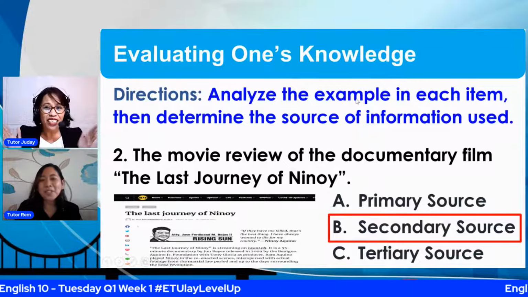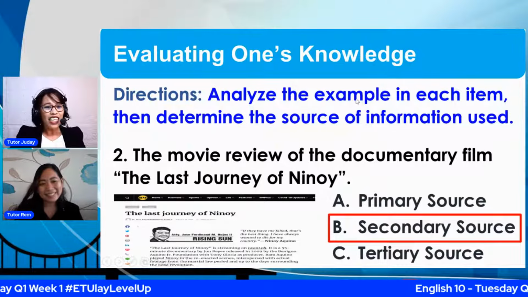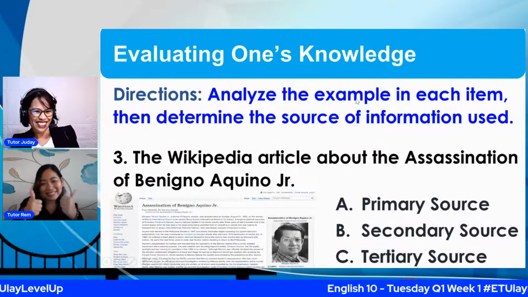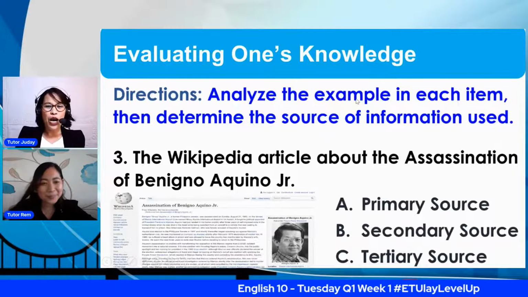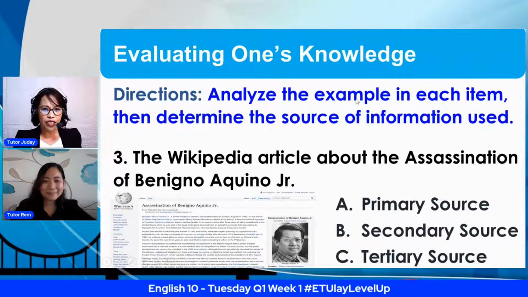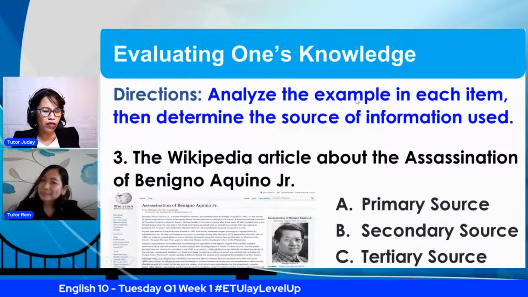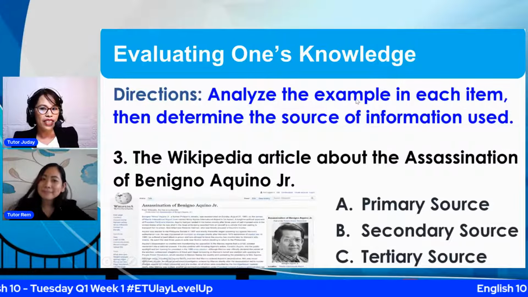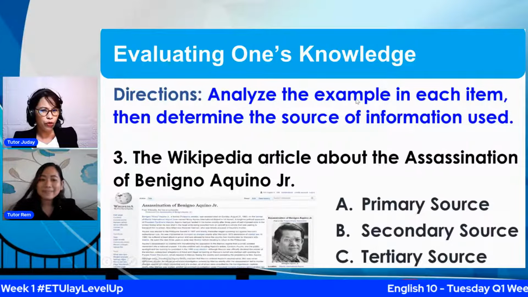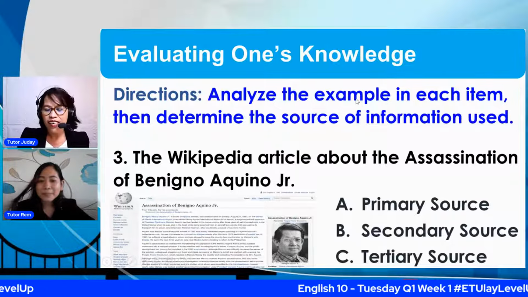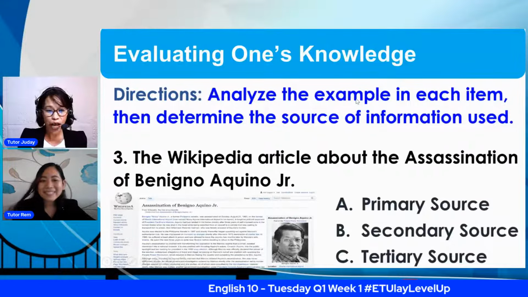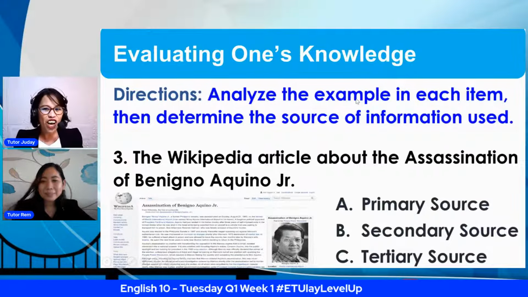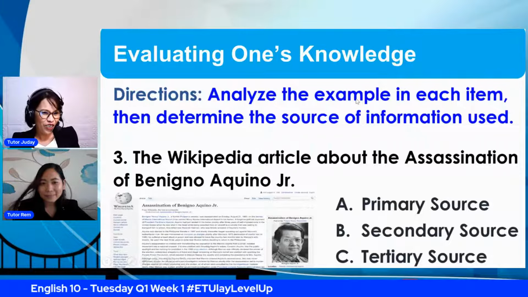Now it's time for the third one. And number three, the example here is a Wikipedia article about the assassination of Benigno Aquino Jr. Is this A, primary, B, secondary, or C, tertiary source?